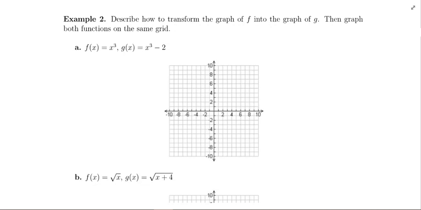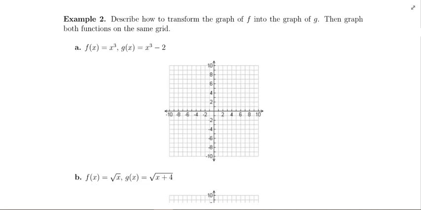Let's read the directions in example 2. It says, describe how to transform the graph of f into the graph of g. Then graph both functions on the same grid. Let's take a look at part A. The original basic function is f of x is equal to x cubed, and the transformed function is g of x is equal to x cubed minus 2.